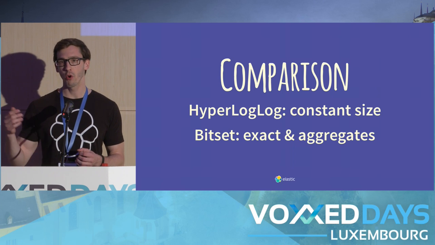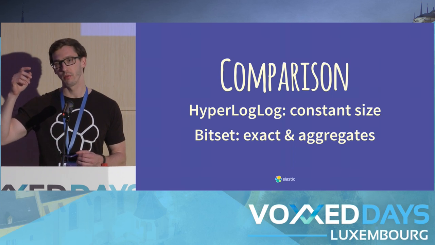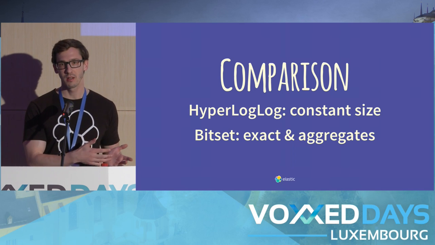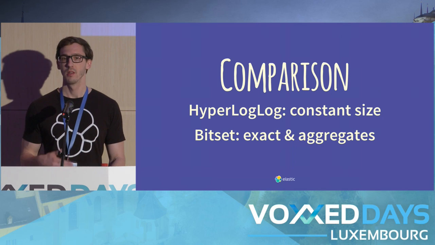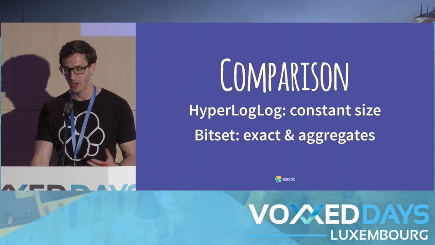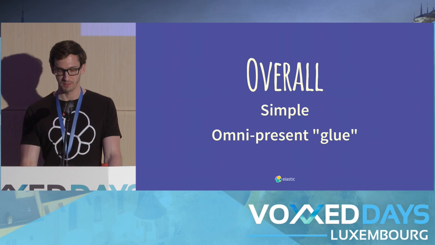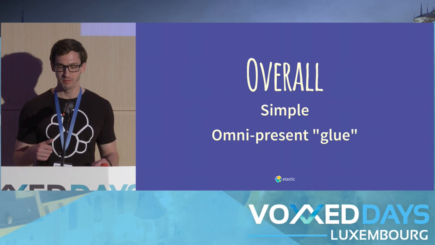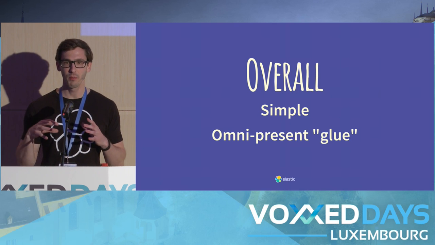Then you can simply OR connect all the zeros and ones of a specific user and then know that person signed in, he or she did not sign in. So these are the two ways you can do that easily in Redis. So overall, my impression is that Redis is very simple to use, and it's kind of the omnipresent glue.